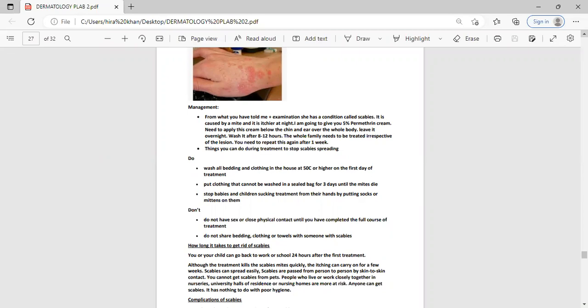And there are a few don'ts, like do not have sex or close contact until you have completed the full course of the treatment, or do not go anywhere. Do not share the bedding with someone with scabies.